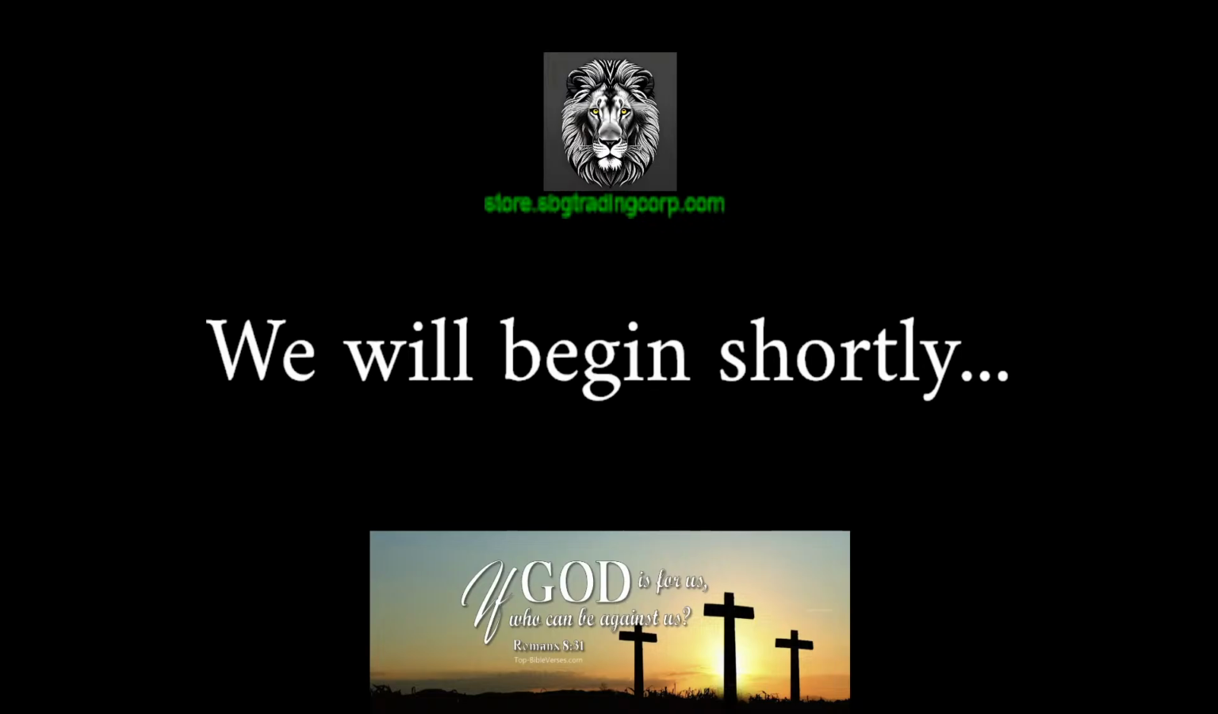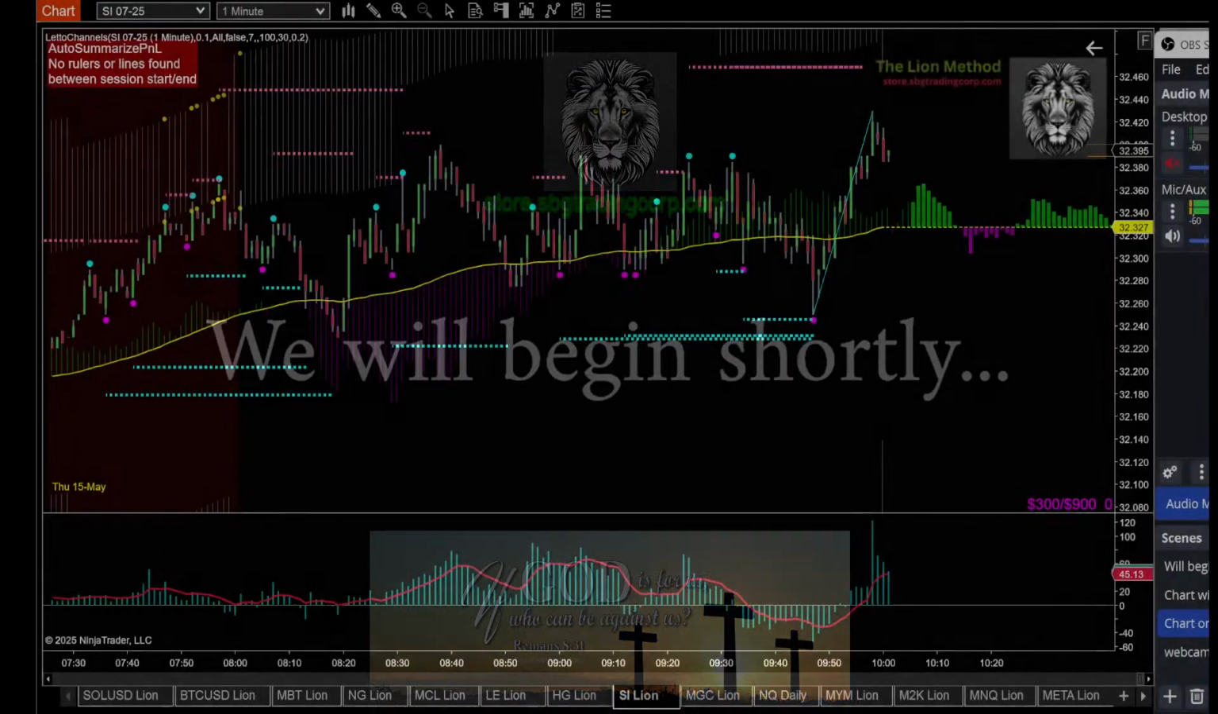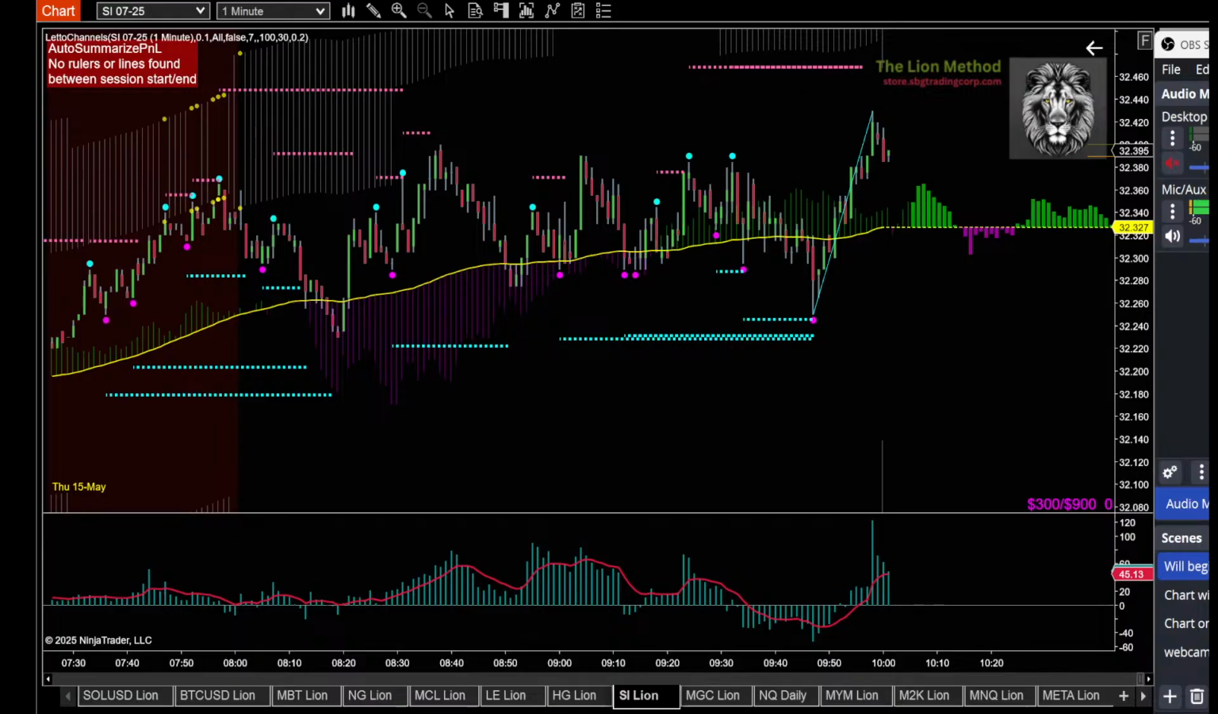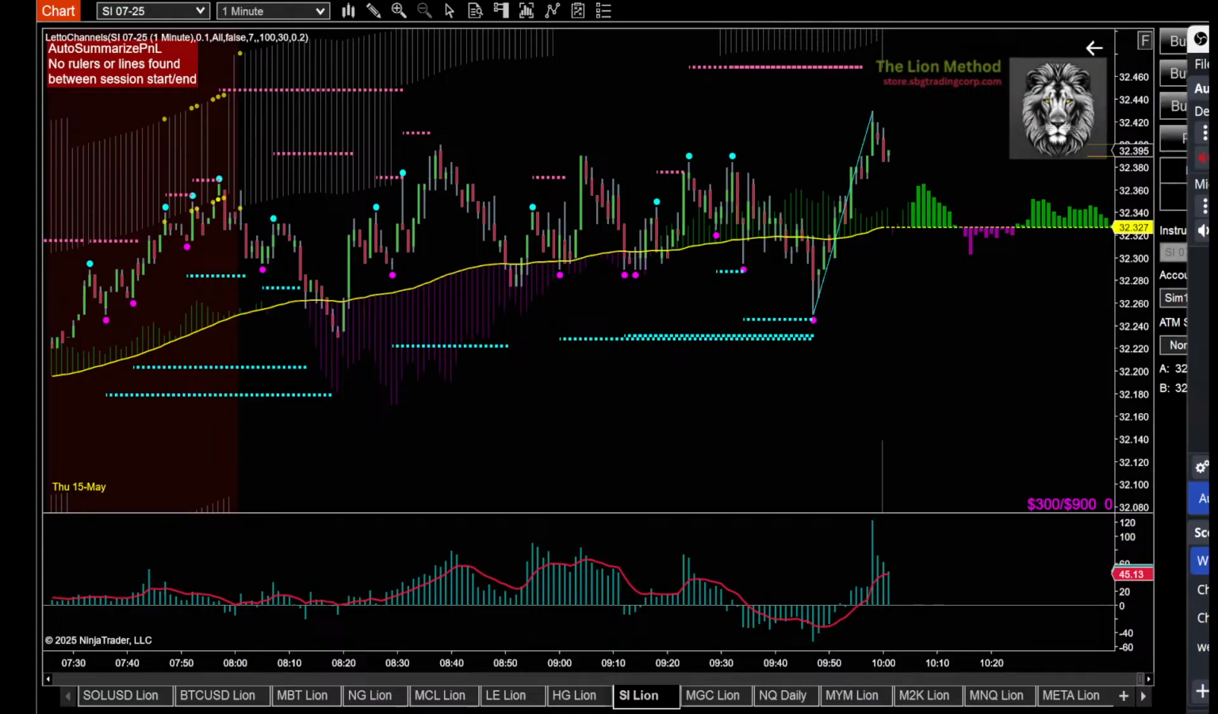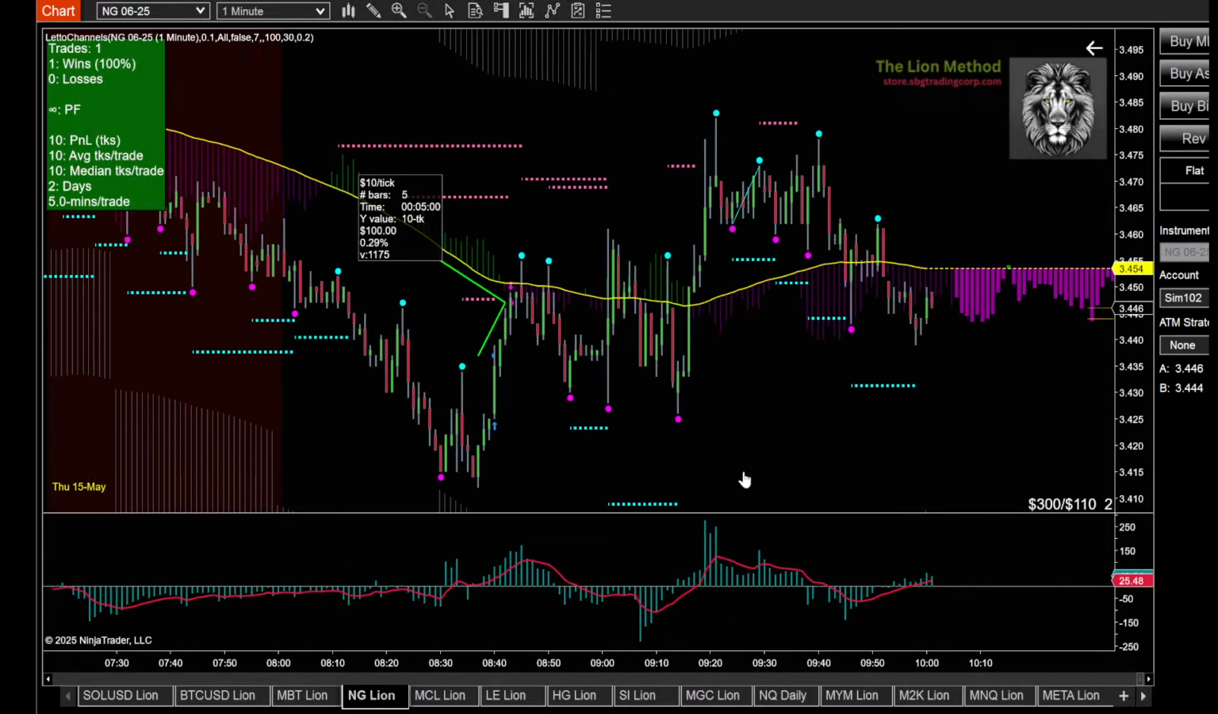Let's switch on the scenery. All right, so here we go. Here is our trade today. Actually, we did have a Lion trade this morning, right when I was trying to get started and get connected. Beautiful breakout upward into our target right away on the natural gas contract.